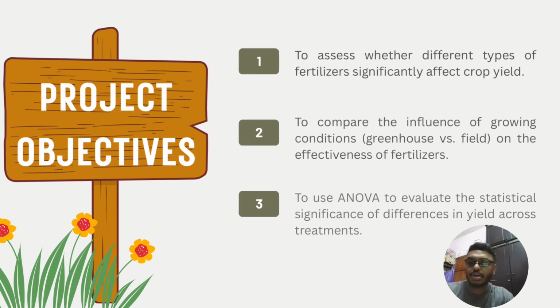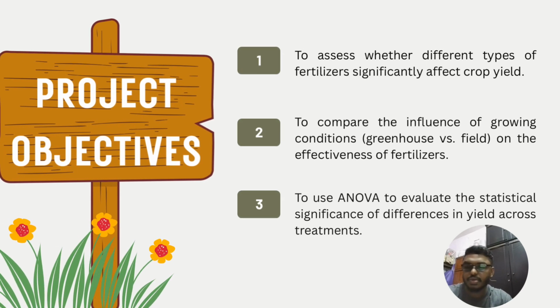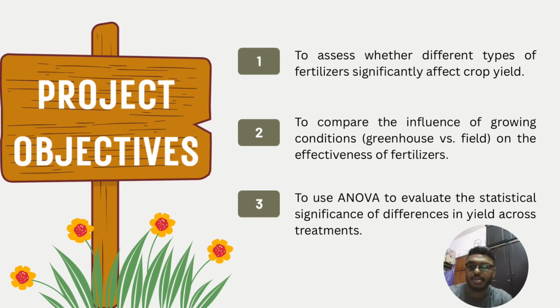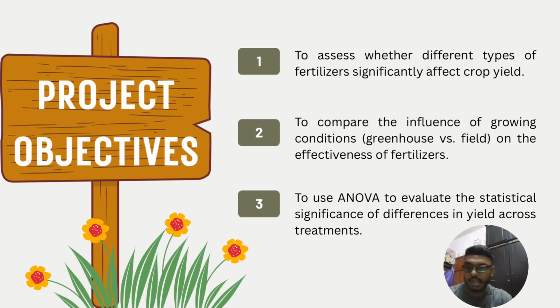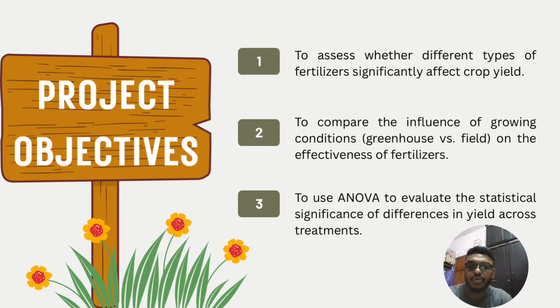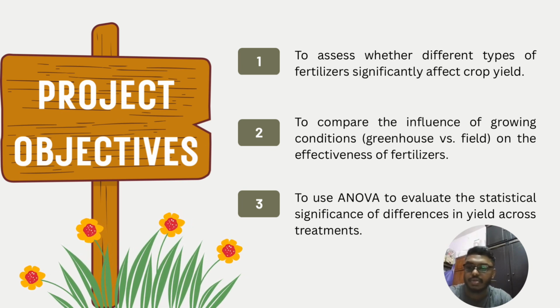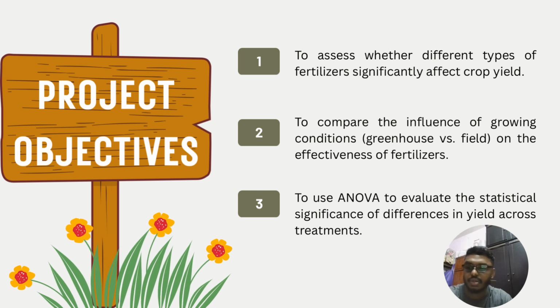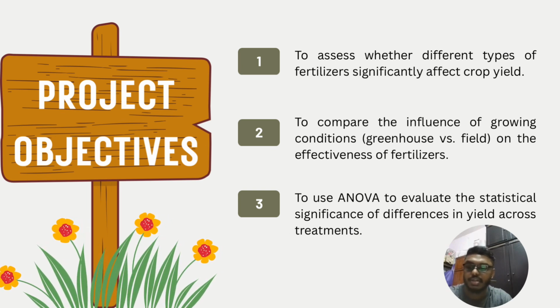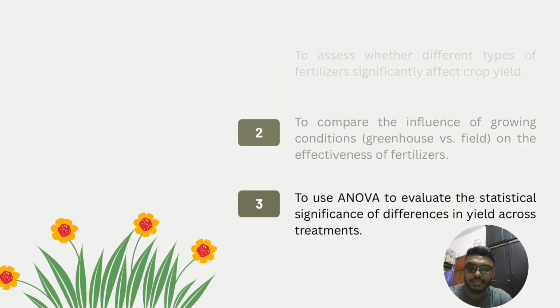So, our project for question 2 focuses on evaluating how different types of fertilizers affect crop yield. Specifically, we aim to compare the effectiveness of fertilizers under two growing conditions, which are greenhouse and field, and use ANOVA to determine if there are any differences in yield which are statistically significant.